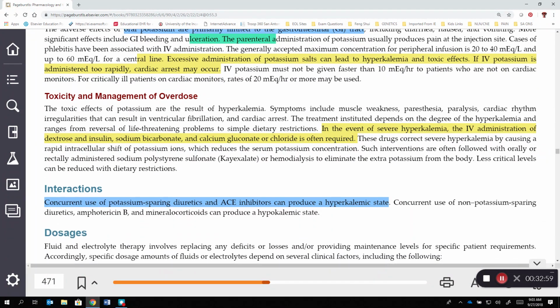Something that is very important is that excessive administration of potassium salts can lead to hyperkalemia and toxic effects. So IV potassium should never be administered too rapidly. It should never, ever, ever be given IV push or as a bolus, because you can cause cardiac arrest. It's always diluted in fluid and given over usually at least an hour.